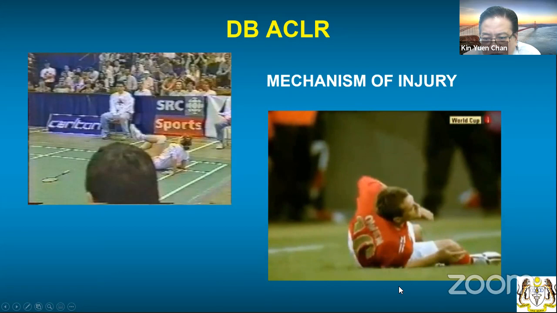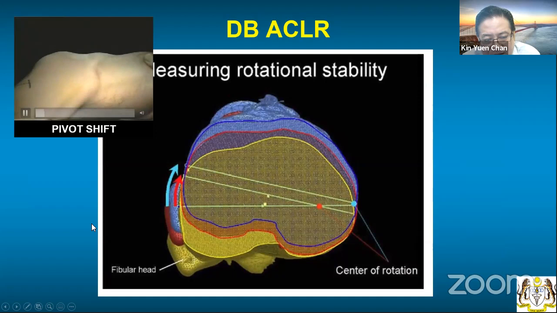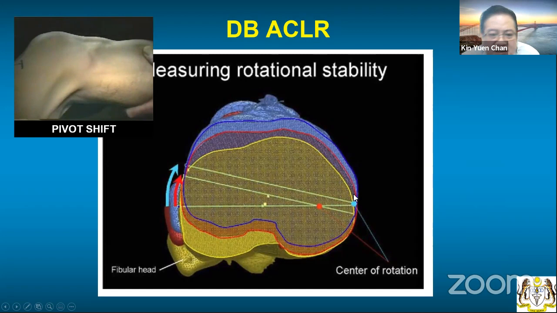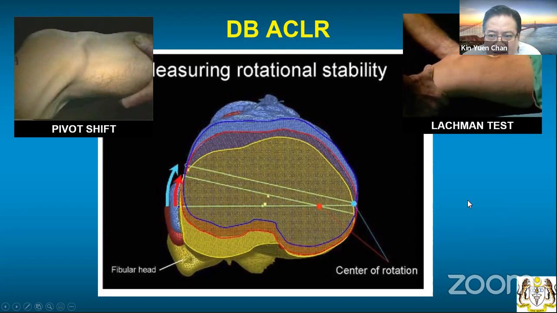So the ACL is all important, not only in AP translation, but also to protect rotation to some extent. And if the ACL is missing, the point of rotation is now more medialized, to the medial edge of the knee. As a result, the whole lateral tibial condyle actually translates more significantly, as shown here in this pivot shift test. And this is the reason why the pivot shift test is positive when there's an ACL deficient knee. And in the AP direction, you can see again, without the ACL, the AP translation is quite significant.